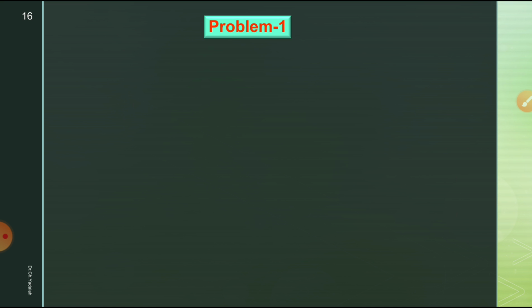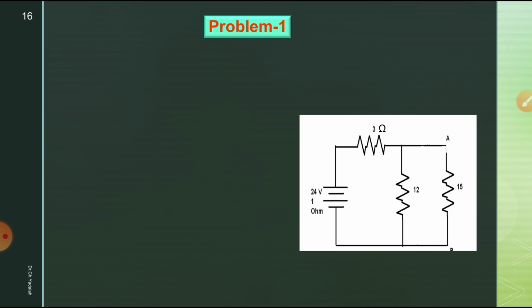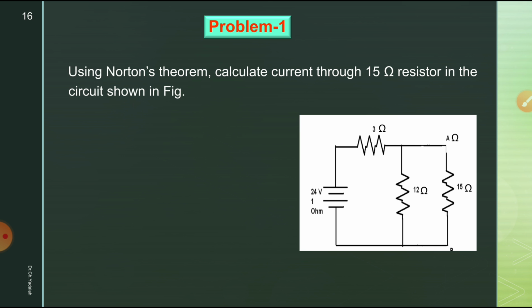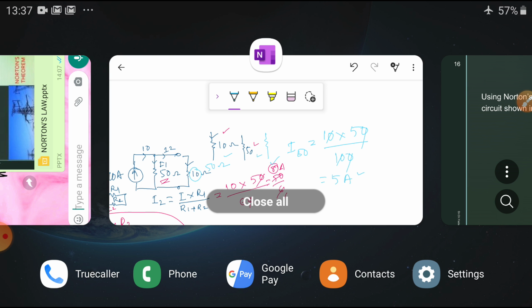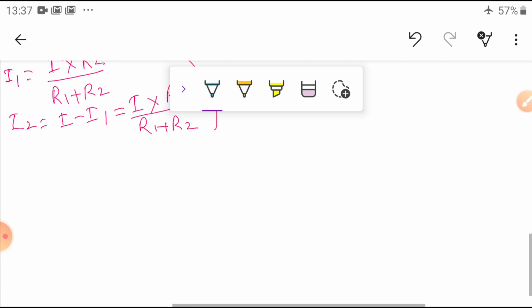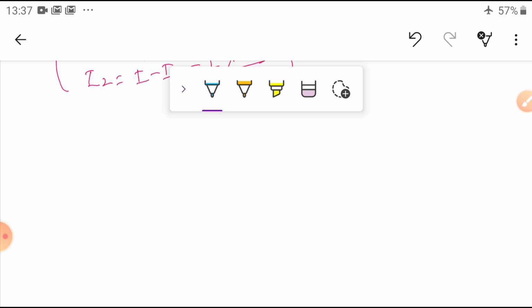So here is one problem. Using Norton's theorem, calculate the current through the 15 ohm resistor in the circuit given in the figure. I will do it manually first, and after that you can see the step by step. What is the problem given?